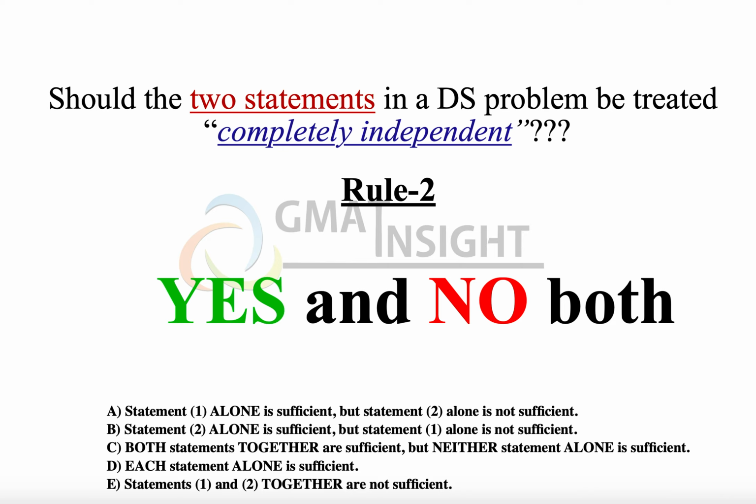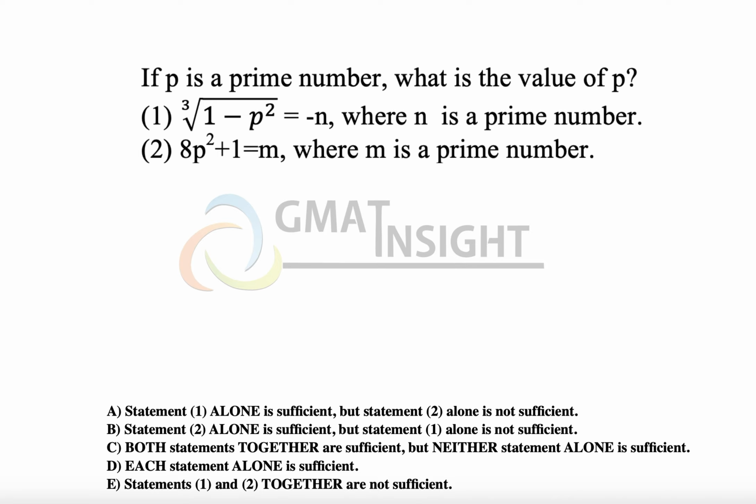So here I am taking a quick question. Is P a prime number? If P is a prime number, what is the value of P? Now that's quite a good question, and it's categorized as a difficult question as well. Let's quickly understand how we answer this question and what is the major learning in the context of rule number 2 in this question. So let's start simplifying this.